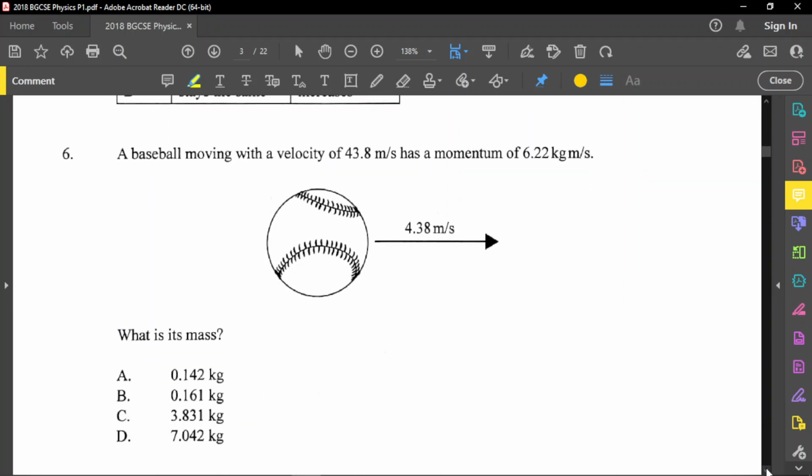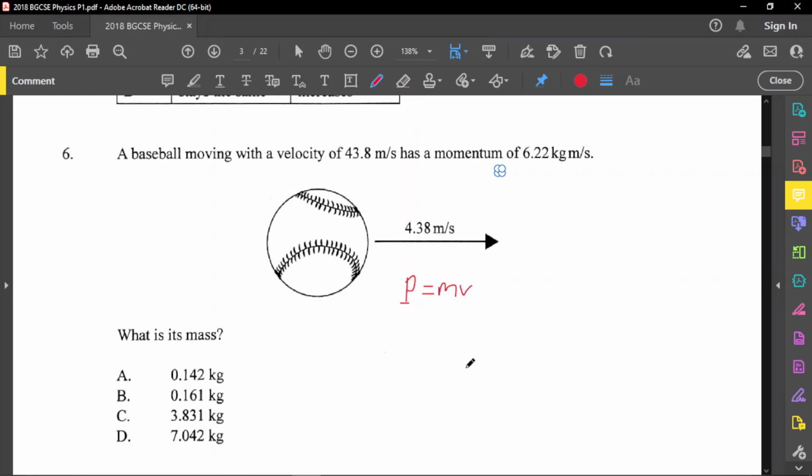A ball moving with a velocity of 43.8 meters per second has a momentum of 6.22 kilograms meters per second. What is the mass here? All right, and just to give you a quick formula to remind you what momentum equals. Momentum is equal to the mass multiplied by the velocity.